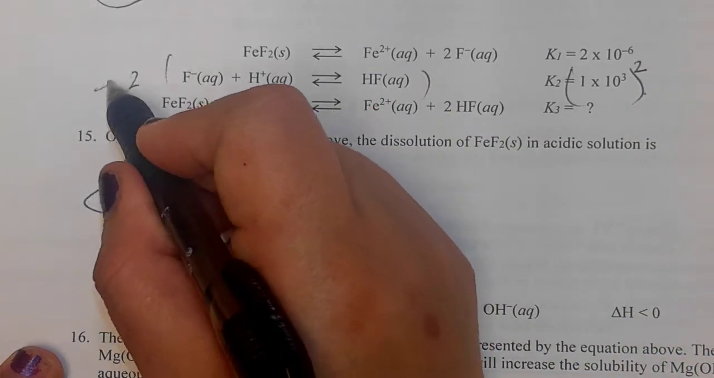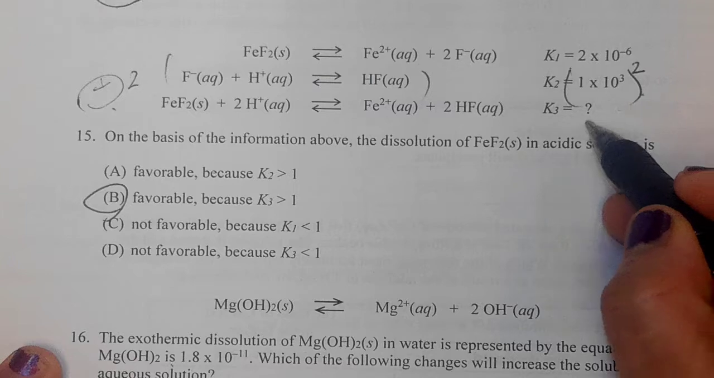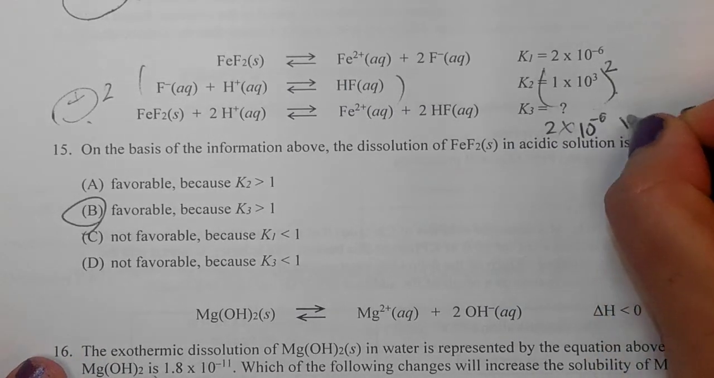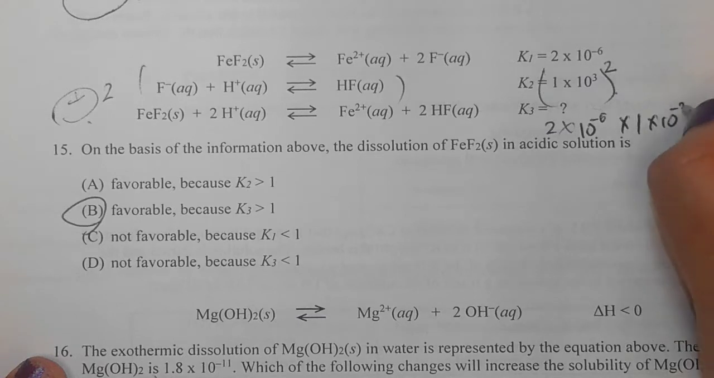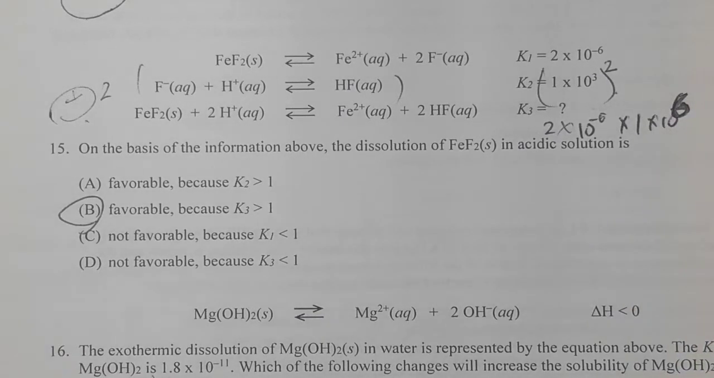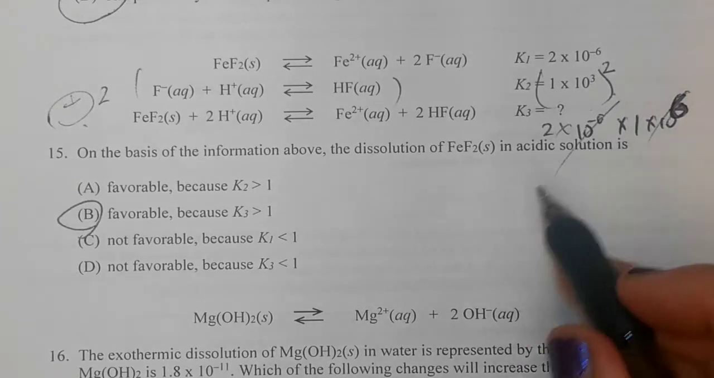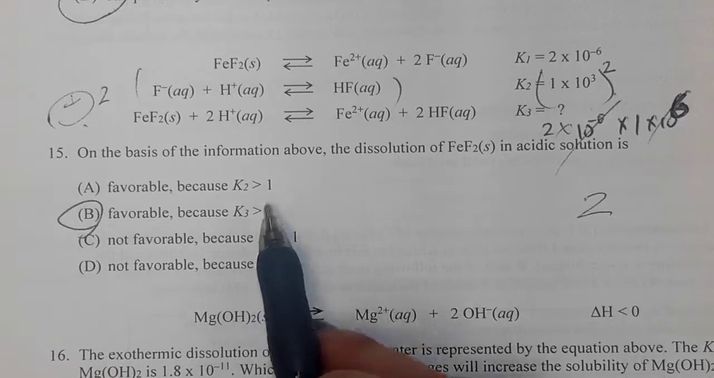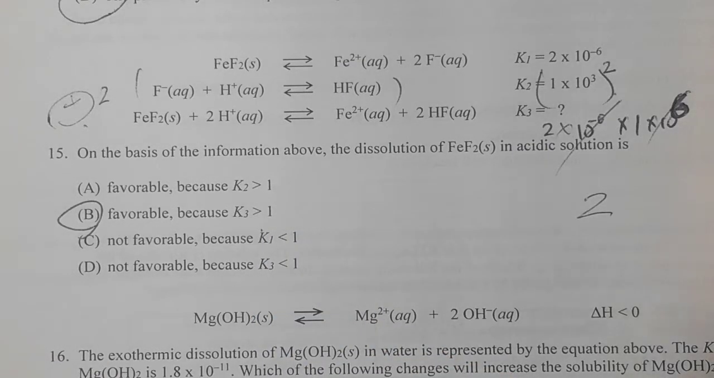And then when you're adding, what do you do? You multiply. So the answer is 2 times 10 to the negative 6 times 1 times 10 to the 6, right? So that will go away. You're going to get an answer of 2. So that means your K3 is greater than 1. If it's greater than 1, what does that mean? It's favorable, right? It's going to happen.